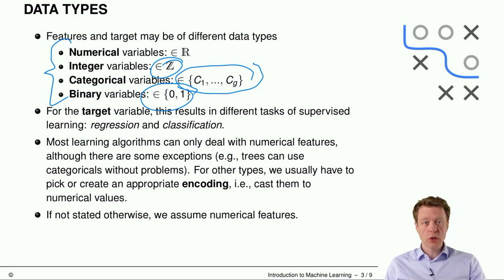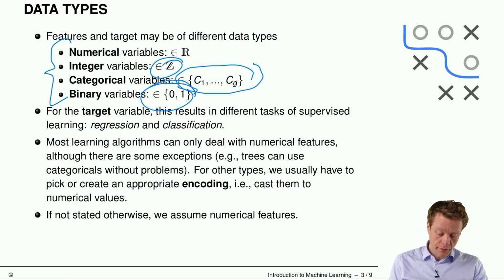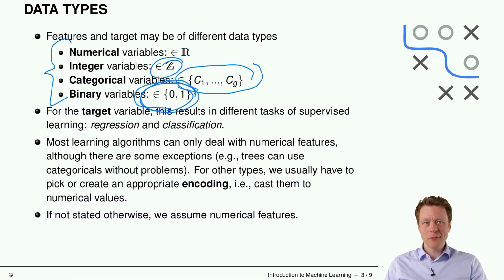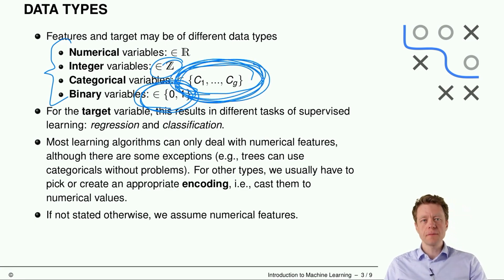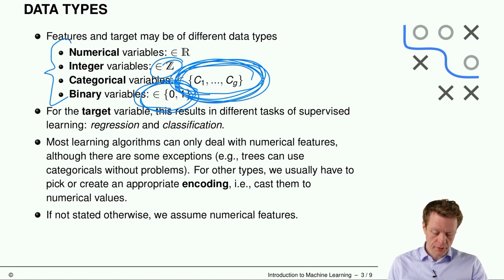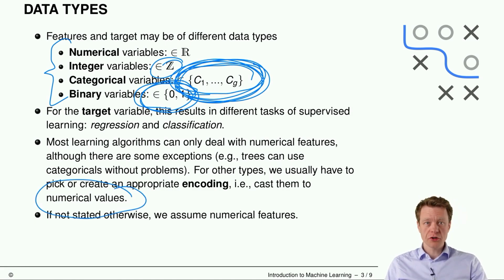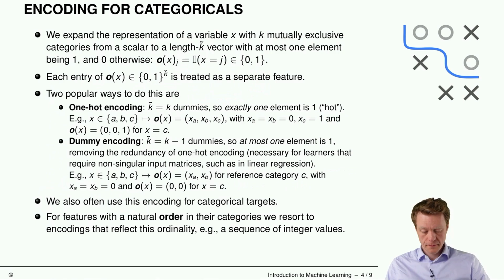Most of the learners we will cover only deal with numerical features. We will also see some learners like the tree-based approaches that can use categoricals without problems, but usually we need some encoding of categorical variables. You could say that the binary variable is already encoded as a real number, let's say 0 and 1, but for these categorical variables, C1, C2, CG, which could also be just characters, A, B, C, we need some encoding to numerical values, which I will show you on the next slide. And if not stated otherwise, we assume numerical features.